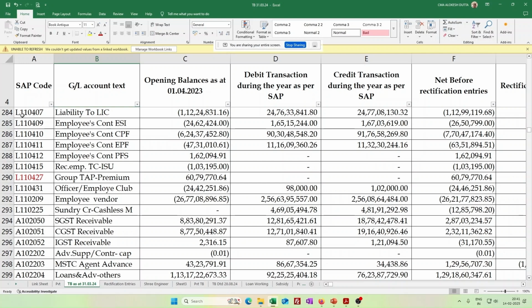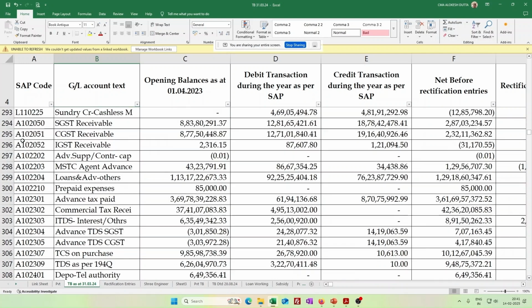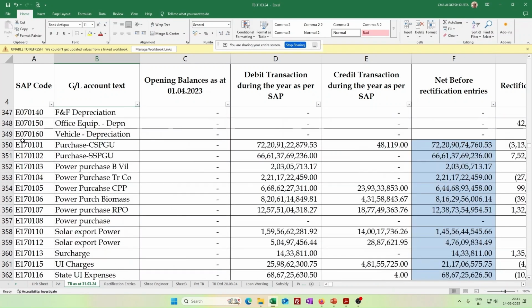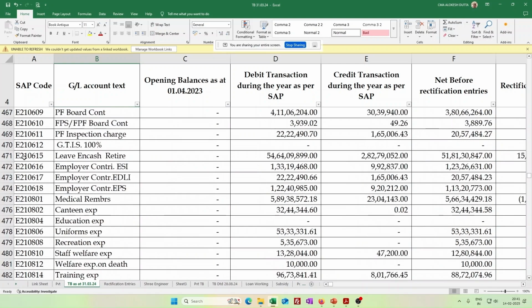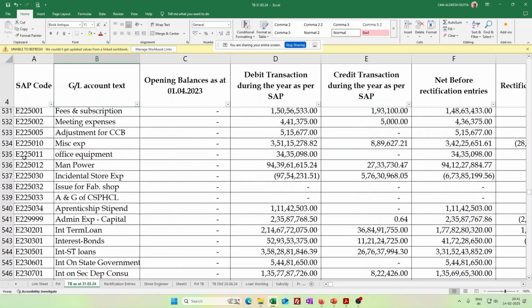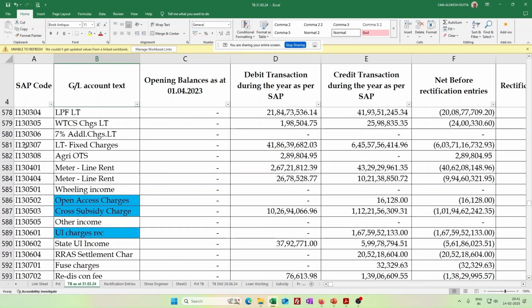L means liability. These are all liabilities. E means expenditure, and here I means income. So this is the exact trial balance of the XYZ Company Limited. It is a power distribution company.